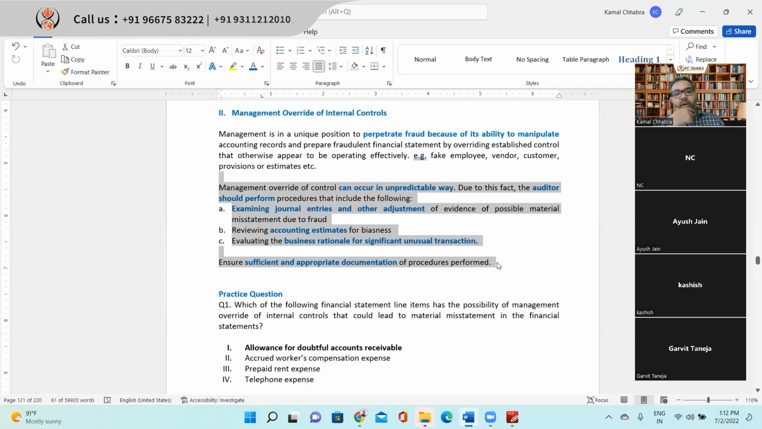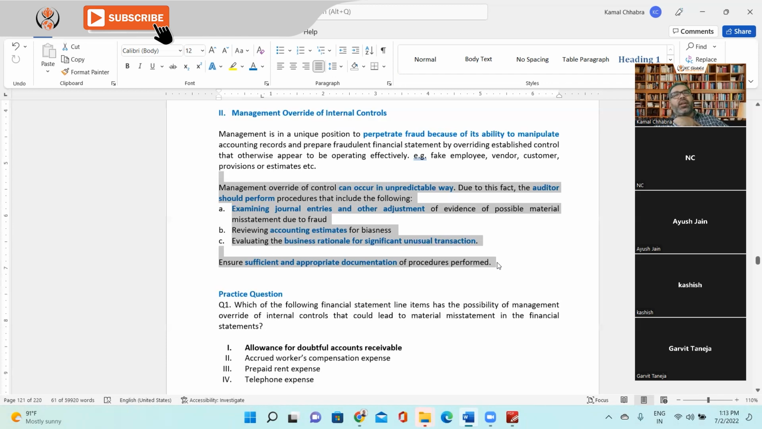Management override of control can occur in an unpredictable way, and due to that fact the auditor should perform the following procedures. First one is examining journal entries and other adjustments for evidence of possible material misstatement due to fraud. Second is reviewing accounting estimates. Accounting estimates are the area where management judgment matters the most, because management has judged something, estimated something based on that judgment, and based on that estimate, they are posting certain entries.